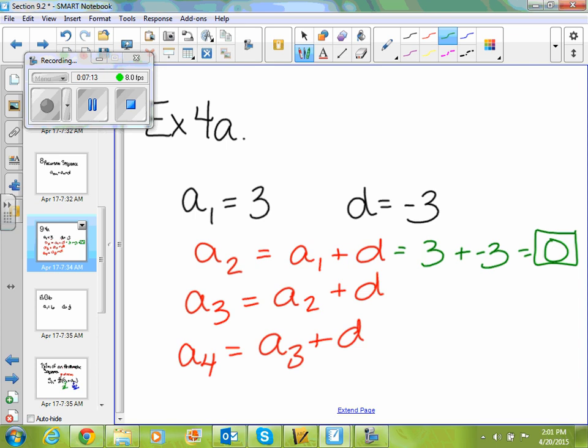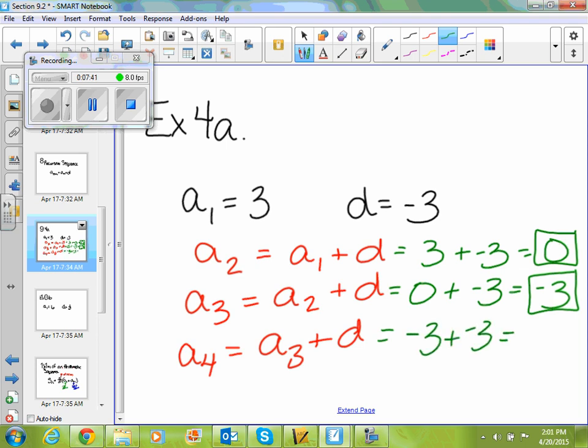So then to find a sub 3, I take this 0 and I plug it in for a sub 2 into my second equation. So then I end up with 0 plus -3, and 0 plus -3 is -3. And then you do the same thing to find your a sub 4. You have to take your a sub 3, so -3, and plug it into your last equation. So -3 plus -3, which gives me -6.